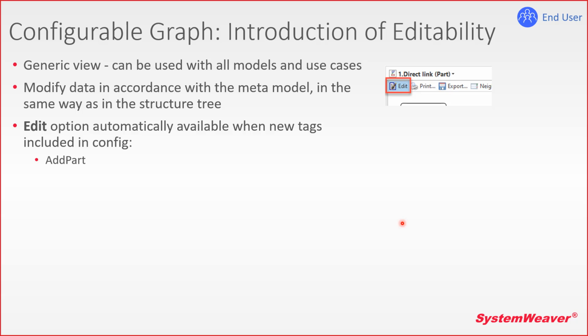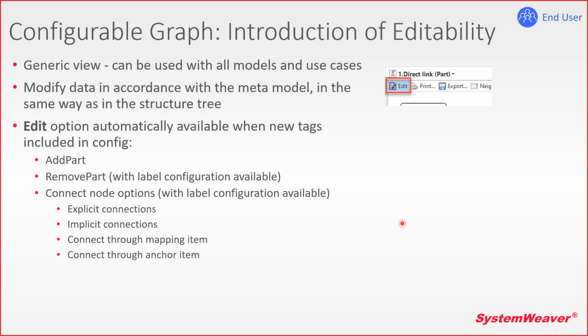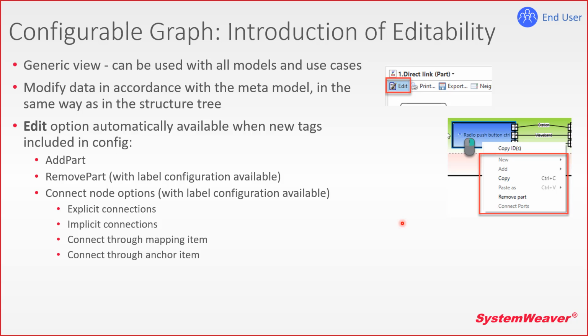And the tags are add part, remove part, and connect node options. You don't have to use all of these, but as soon as one of them is in your configuration, the edit mode is going to be available, or the edit options available for users on the toolbar. Right now we have support for 4 different types of connections, if you're interested in those. Basically users right-click and can access the menu options that are configured for them.